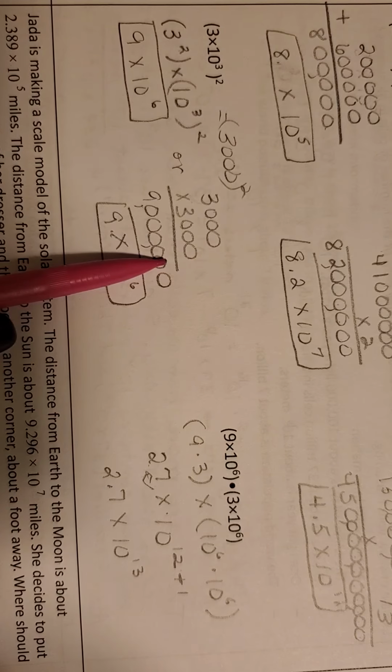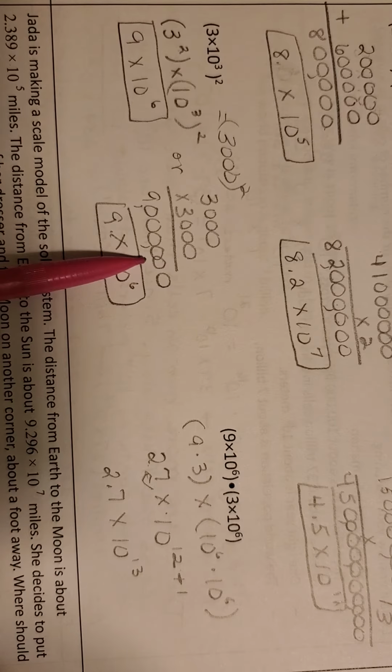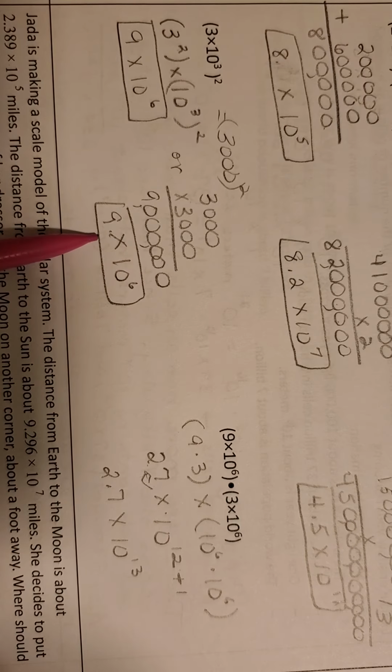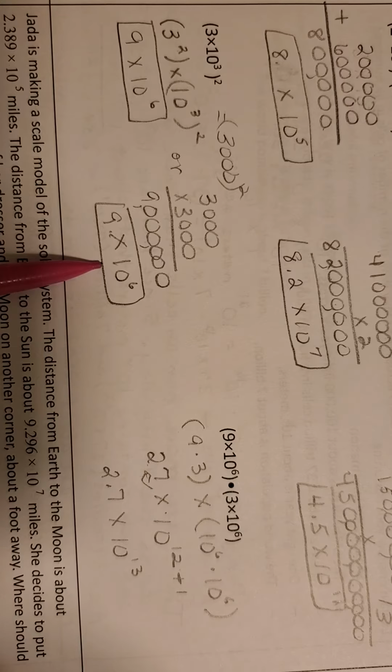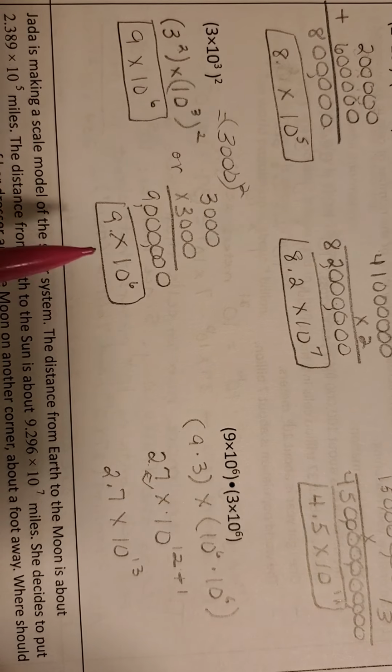Or if we did the 3,000 times 3,000, which gives us 9 million, we convert that to scientific notation, we still get 9 times 10 to the 6th power.